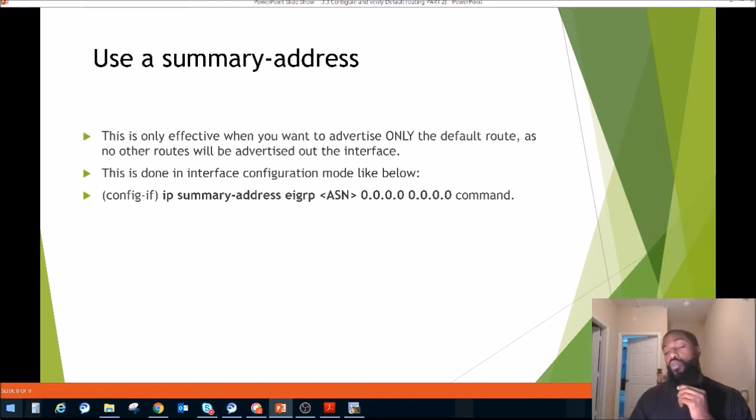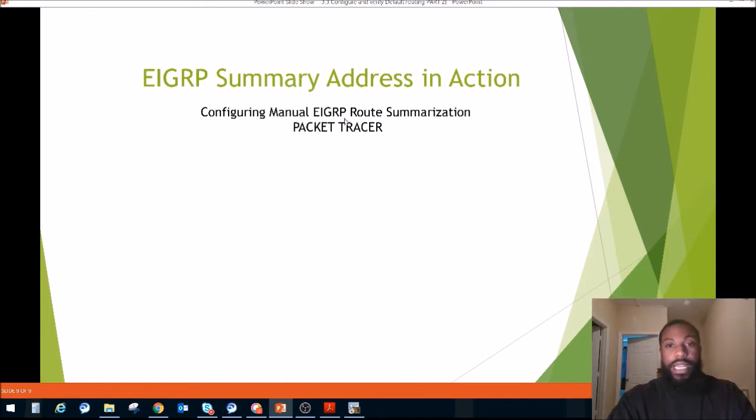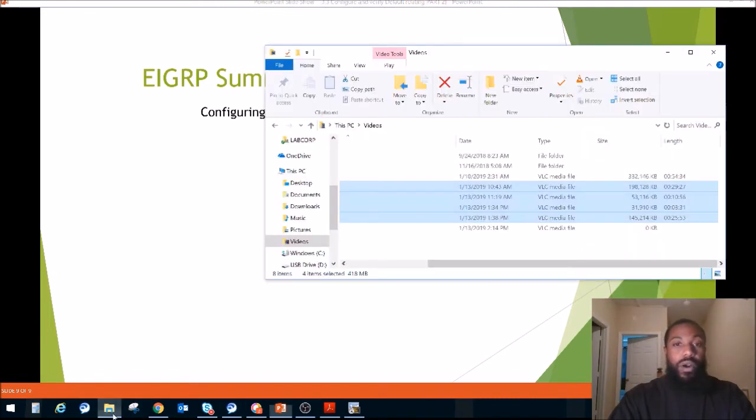I might do a whole video on summarization, because that was one topic I kind of struggled with, even though it was kind of easy. Once I seen it, I was like, oh, that's easy. So let's go ahead and use a summary address to broadcast a default route in EIGRP. And we're going to do that in Packet Tracer. I believe I made my own example here.